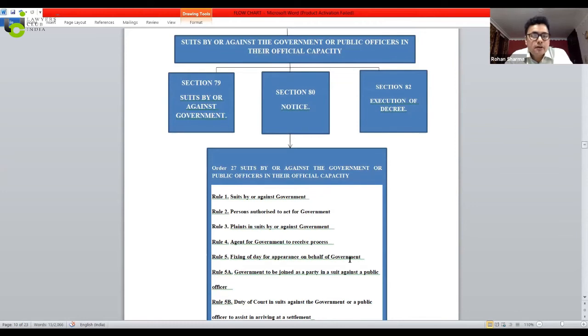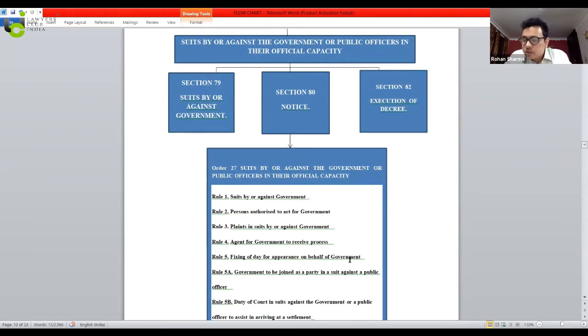For example, there's a very specific way to issue notice. There is a specific set of rules on how you issue notices in these specific circumstances. There has to be a written notice, at least an advance notice of 2 months, which has to be served to the secretary to the government of India in case a suit has to be instituted against the central government. In case there is a state government against whom a suit has to be instituted, that has to be done through the requisite chief secretary and things like that.